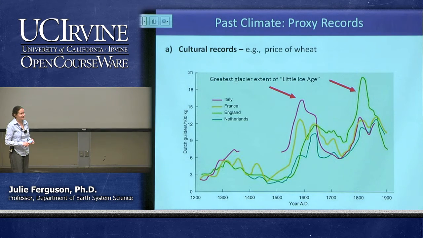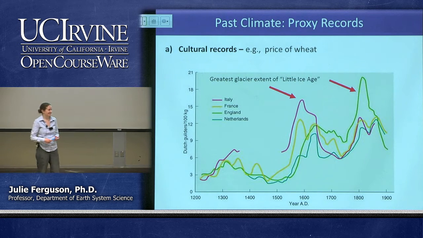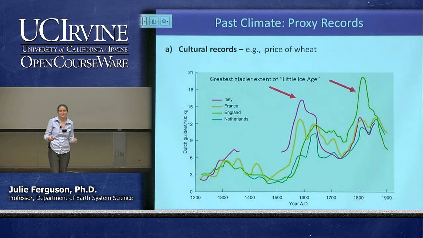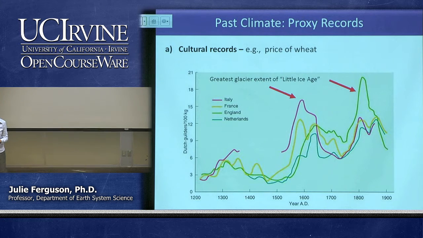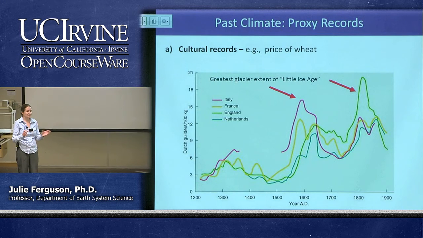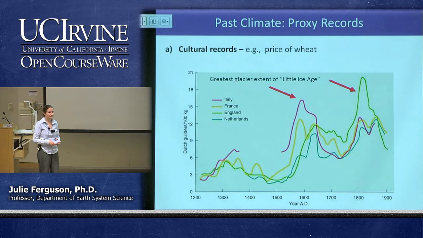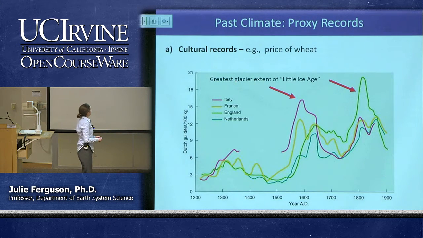What else might affect grain prices in a country? War, conflict, social changes, whatever else, political changes. So these things might also affect it. So in order to check that it's climate, we look at lots of different countries and we can get a sense of whether that's the case or not. Okay? So things like that.